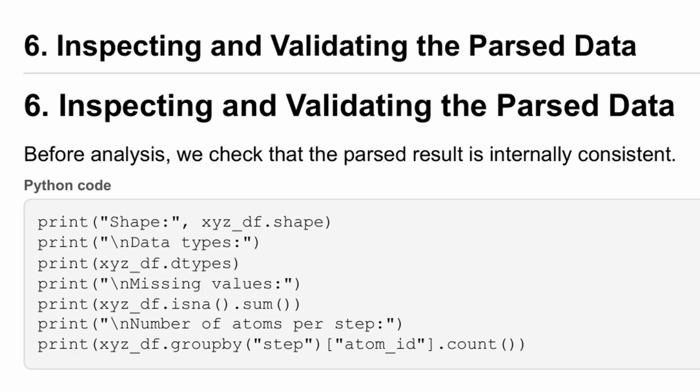We can formalize this with a validation function that explicitly checks for all required columns and verifies that the counted atoms match the expected number declared in the file headers. Running this validation function prints a success message, giving us confidence that our custom parser correctly interpreted the XYZ blocks without silently dropping or scrambling data.